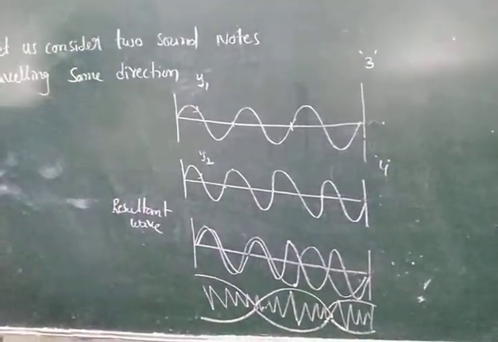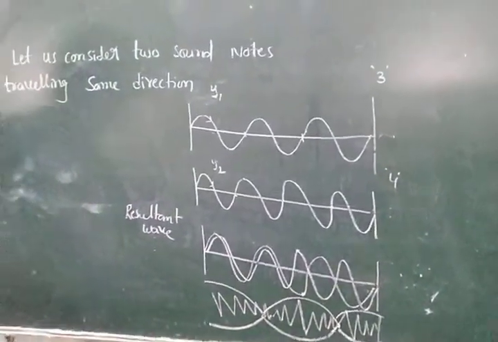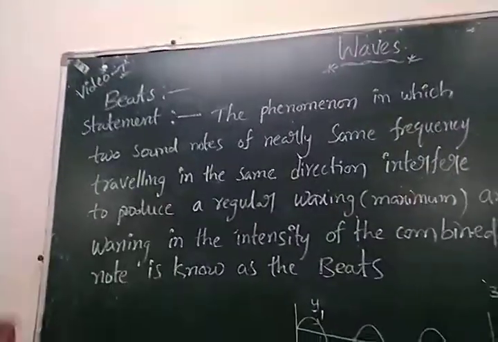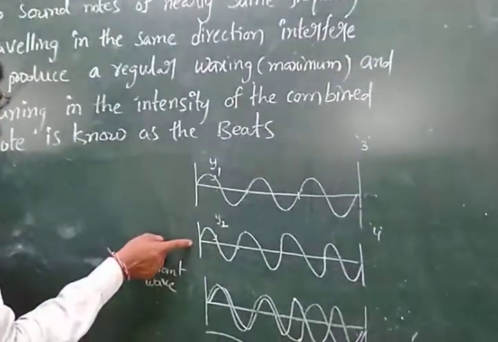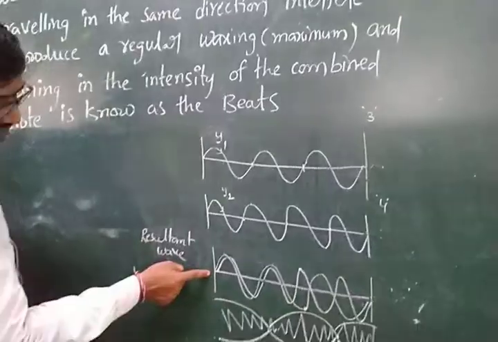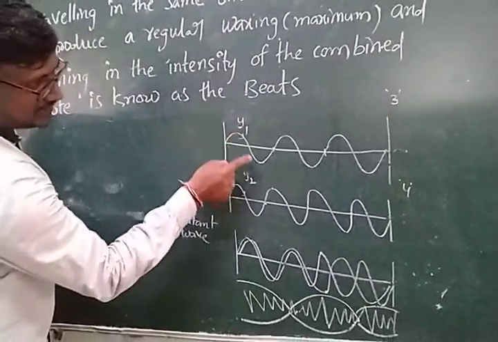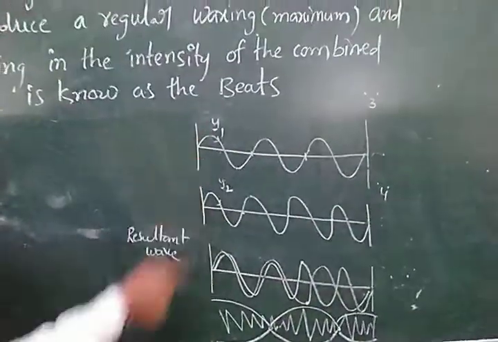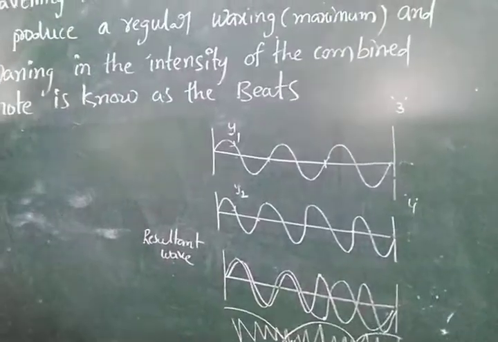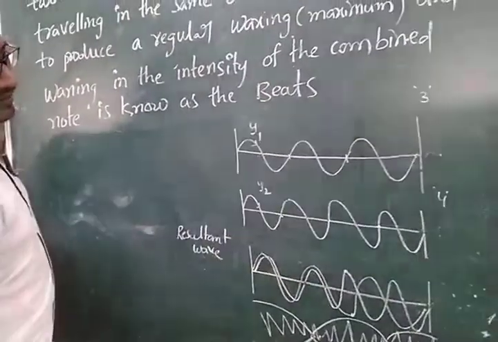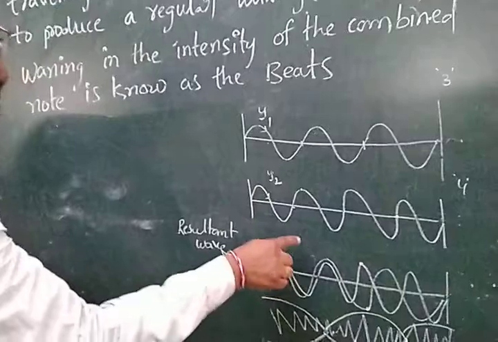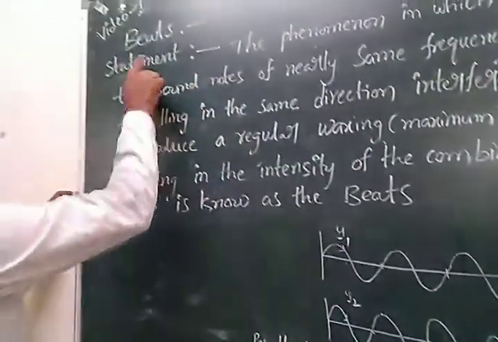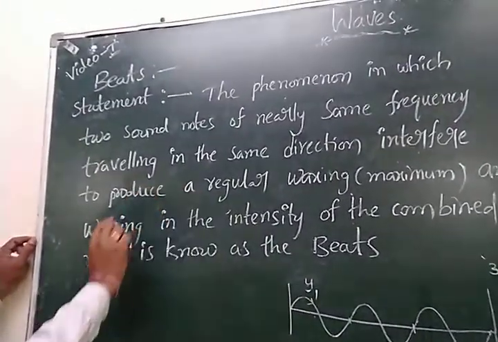So what is called beats? Here, these two sound waves produce a resultant with maximum and minimum. The maximum is called waxing and the minimum is called waning. Based on this, we have developed the statement of beats. What is the statement?